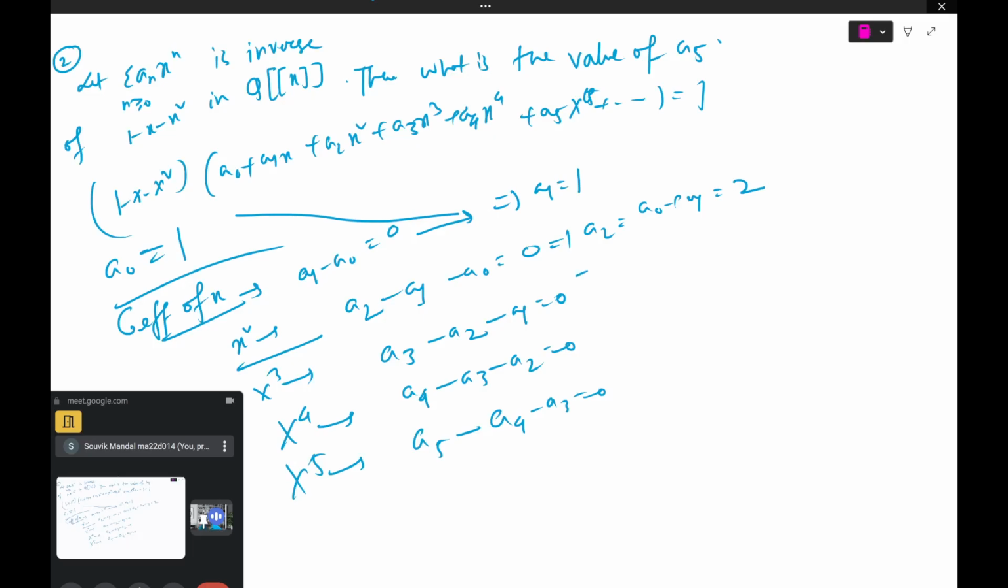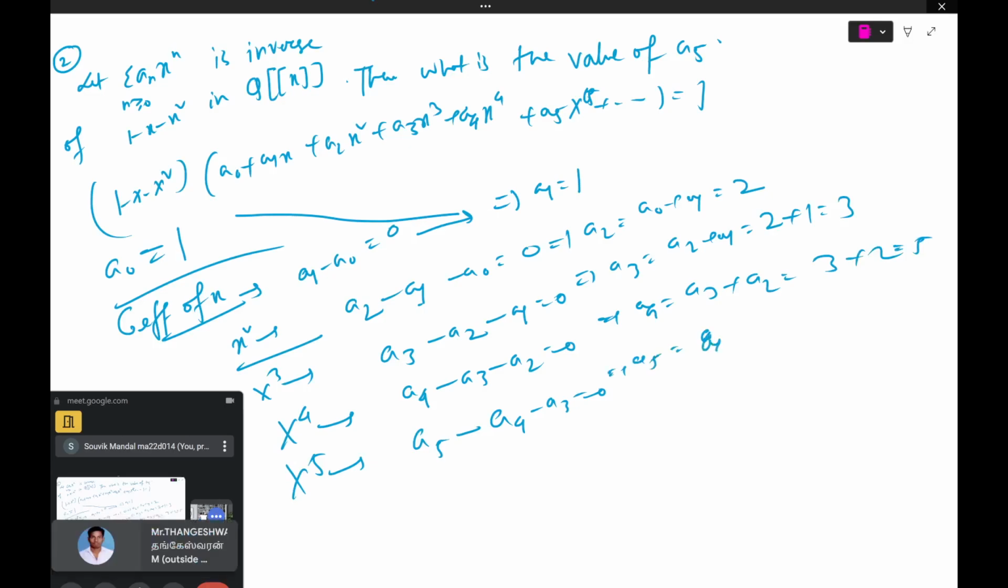So a2 is 2. Then a3 is equal to a2 plus a1. a2 is equal to 2, a1 is equal to 1, 2 plus 1 is equal to 3. a4 is equal to a3 plus a2. a3 is equal to 3, a2 is equal to 2. It is 5.